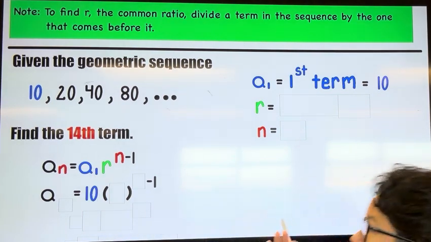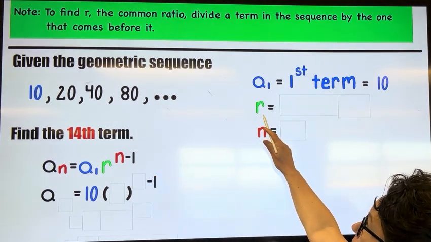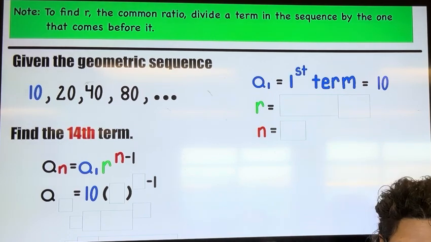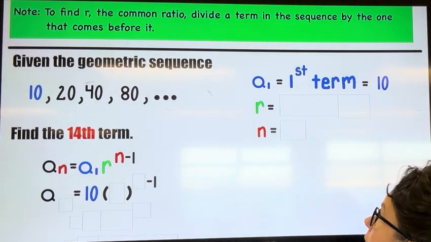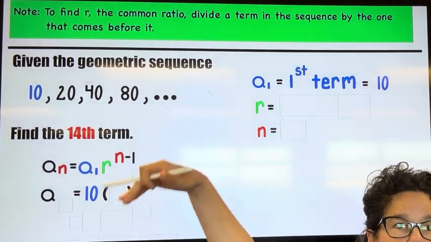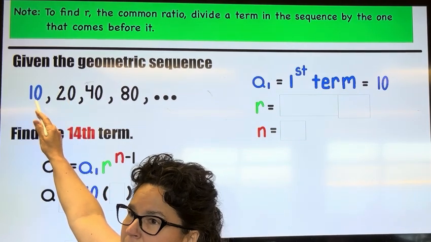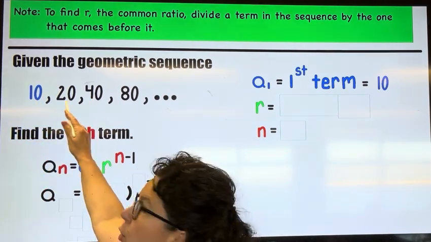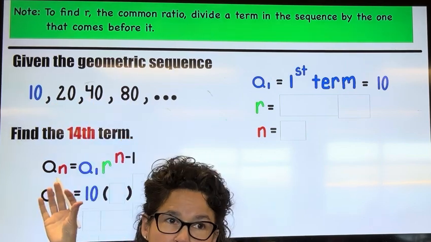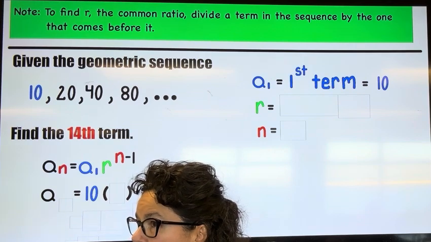Okay, another variable that is in the general equation is r, and for the r, that's your common ratio. To find the common ratio, you want to divide any term you want by the one that came before it. So I could do 20 divided by 10, which is 2. I could do 40 divided by 20, which is 2. 80 divided by 40, which is 2. I just pick any number and divide by the one that came before it.